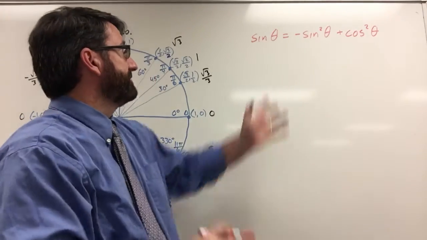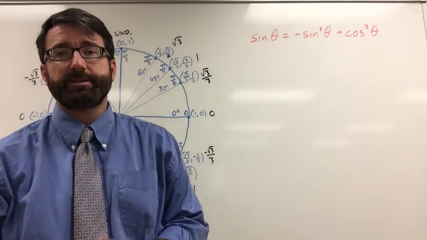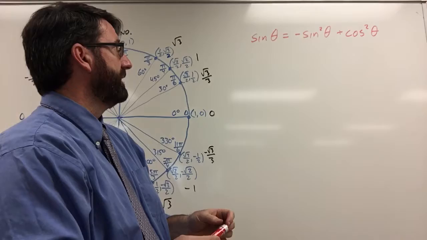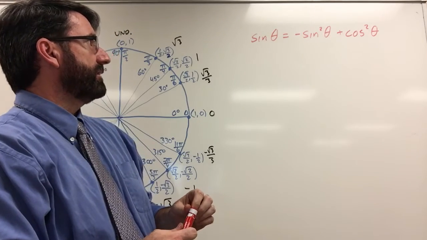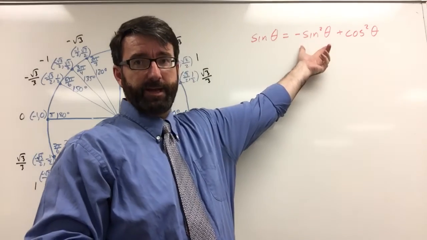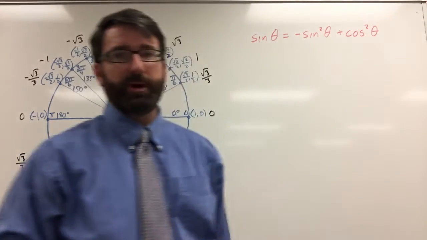All right, here we have sine theta is equal to negative sine squared theta plus cosine squared theta. We're asked to solve for theta between 0 and 2 pi. Notice that here we've got a sine theta and a sine squared theta. And we also have this cosine squared.